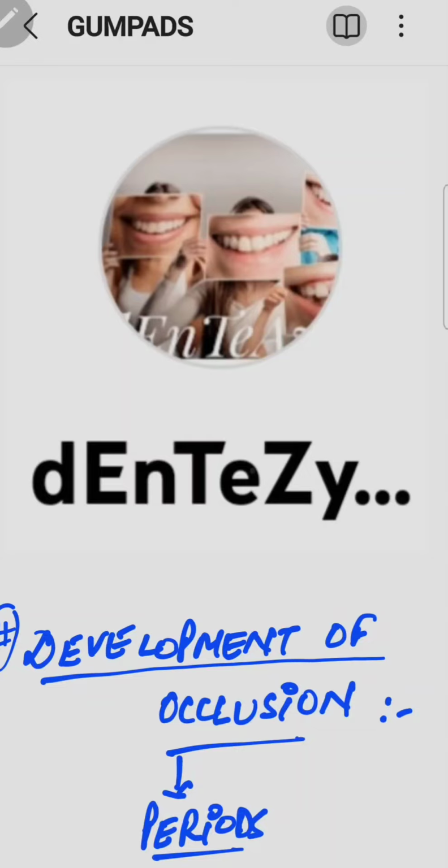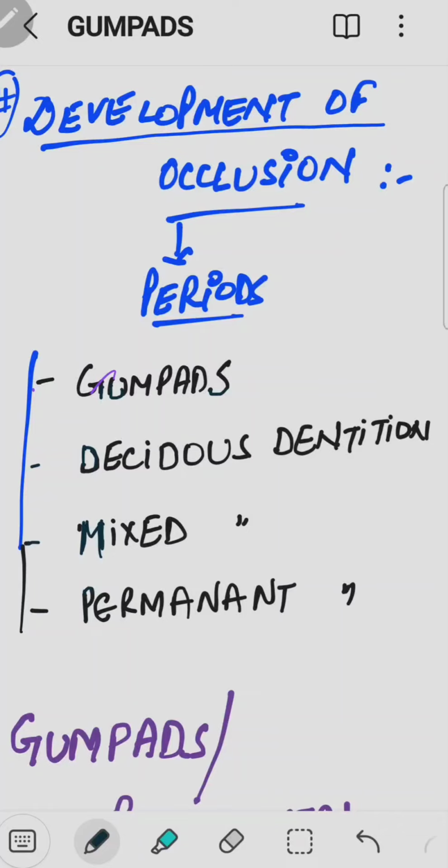So today we are going to discuss gum pads, the gum pad occlusion. So let's get started. As we all know, while discussing the development of occlusion, it has been divided into certain periods. One is the gum pad occlusion, then the deciduous dentition, the mixed dentition period, and the permanent dentition period. In this particular video, we'll describe the gum pad occlusion specifically.